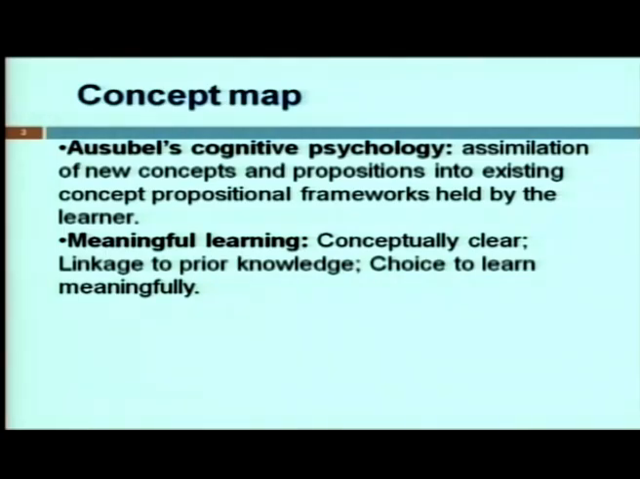Meaningful learning is very important here. It explains that learning which is conceptually clear has a linkage to prior knowledge, and the individual has the choice to learn meaningfully. So meaningfulness in learning would happen when there is conceptual clarity, there is a linkage to the prior knowledge, and the individual student has the freedom to choose the pathways to learn the best.